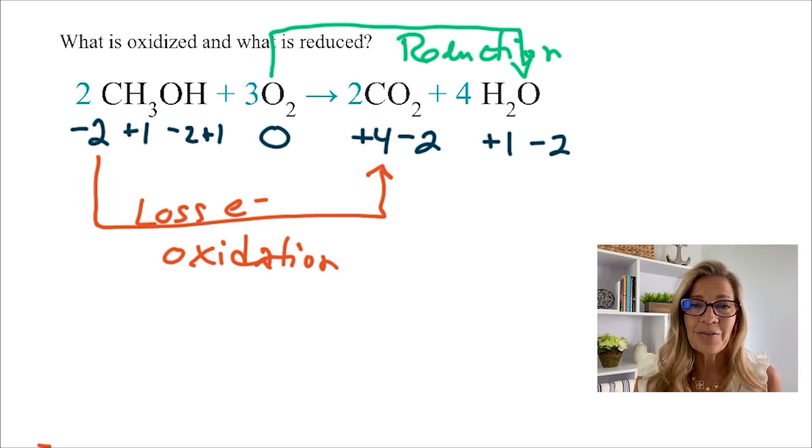So how do you do this? First, you must assign oxidation numbers to every atom in the equation, and then look at it and say, well, what happened? Who gained electrons and who lost electrons?